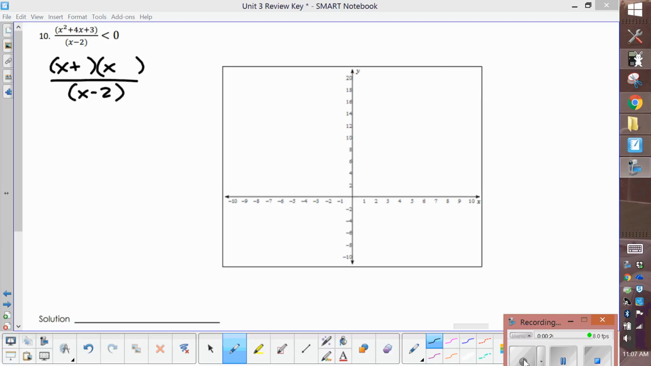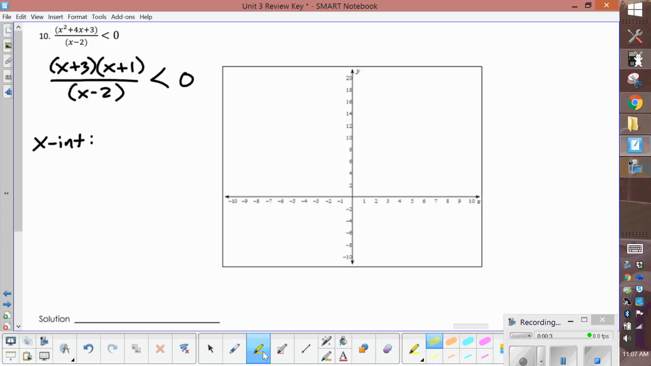My signs have to be the same. They both have to be positive. The only numbers that multiply to 3 are 3 and 1. And all of this, I want to know when it's less than 0. So a couple of things I need to graph. I need the x-intercepts.